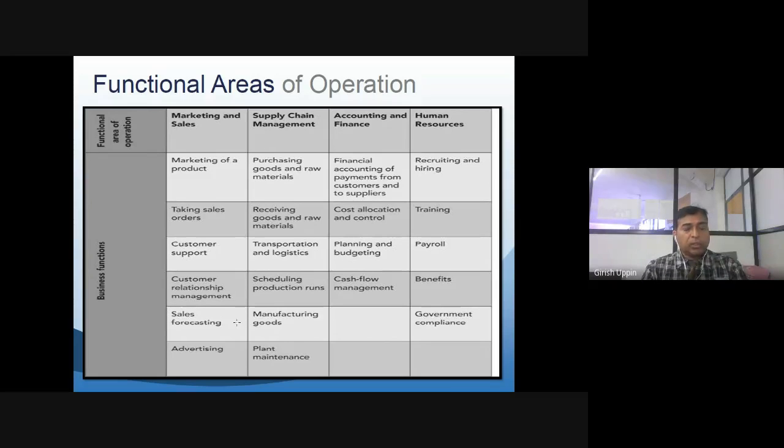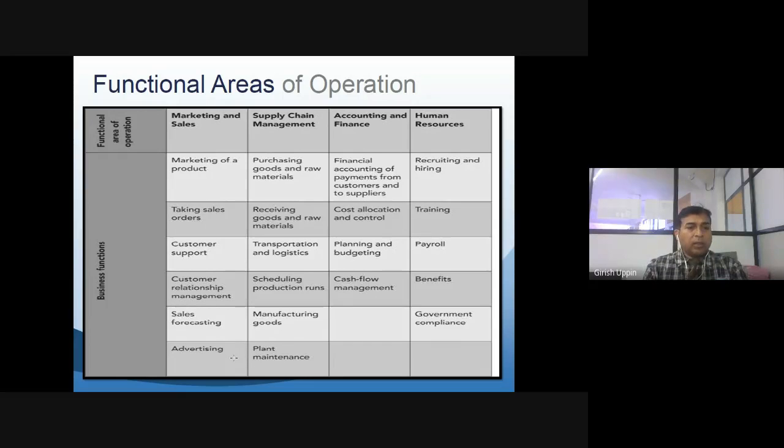Then sales forecasting. Sales forecasting is the most important thing. The marketing and sales functional area should be able to forecast the sales. So what would be the sales for the next month? What would be the sales for the next 3 months? What would be the sales for the next 6 months or 1 year? So that forecasting is required. To do the sales forecasting, there are certain techniques. It uses the current sales data. Then there are many parameters that are dependent on the sales of a certain product. So they will consider all those things and they will do the forecasting.